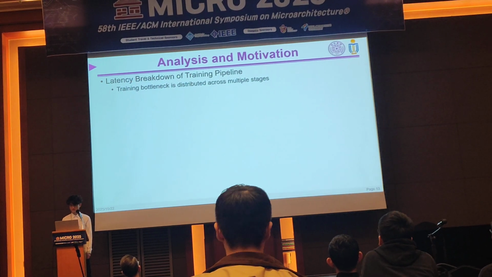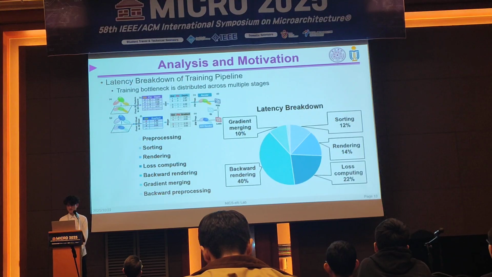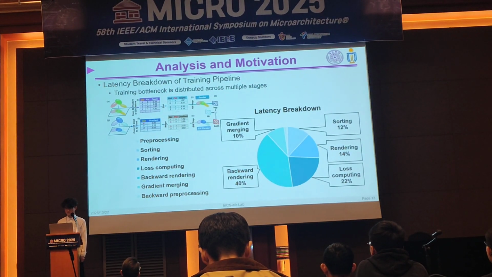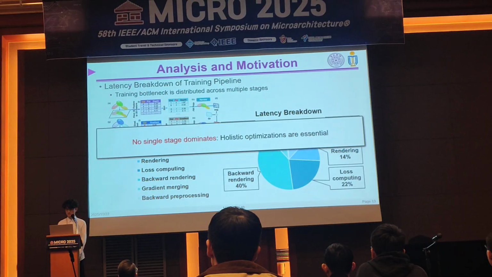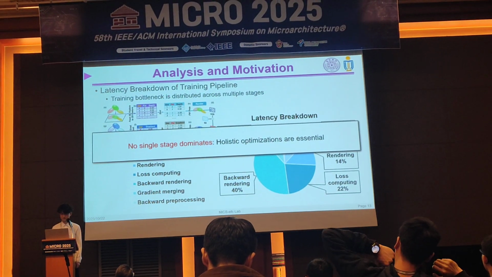So first, we profile the training pipeline latency, and as the pie chart shows, the workload is highly distributed among stages, and no single stage dominates. And it shows that optimizing just one part will not be enough, so a holistic optimization is essential.